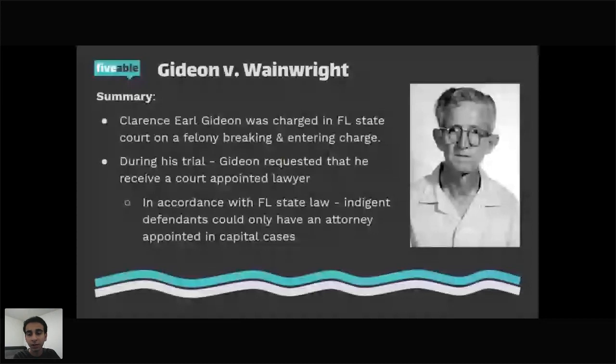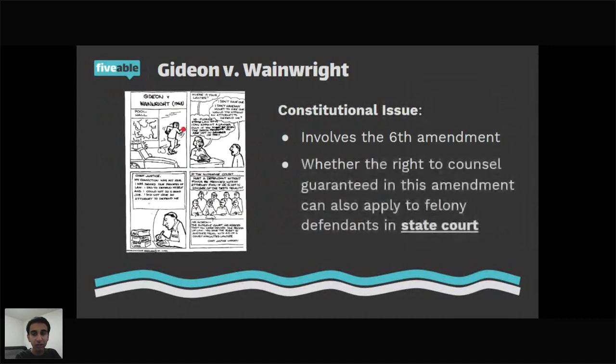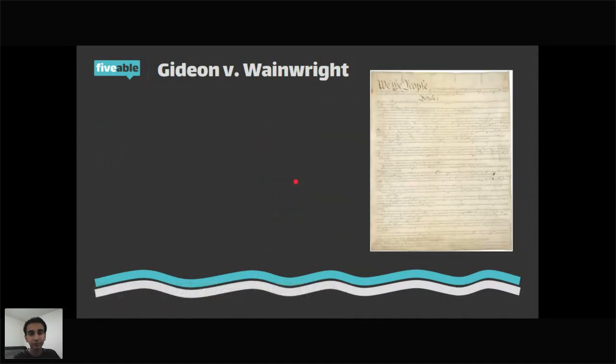So that's the only time when they were allowed to get lawyers, if they were in state court. However, Gideon was like, that doesn't make sense because that's not what the Sixth Amendment says. So the Sixth Amendment and the constitutional issue here is whether the right to counsel guaranteed in this amendment also applies to felony defendants in state court. So again, incorporating what the federal government said to the states.